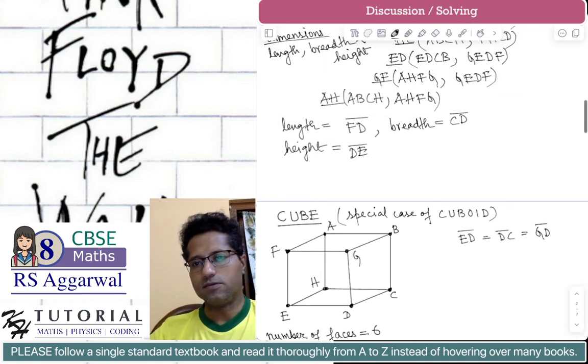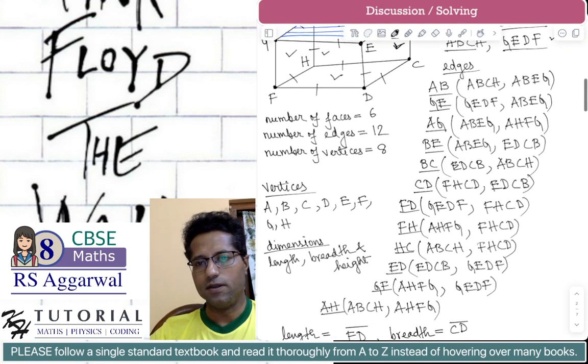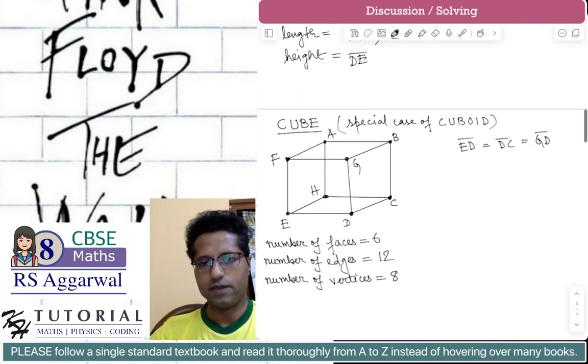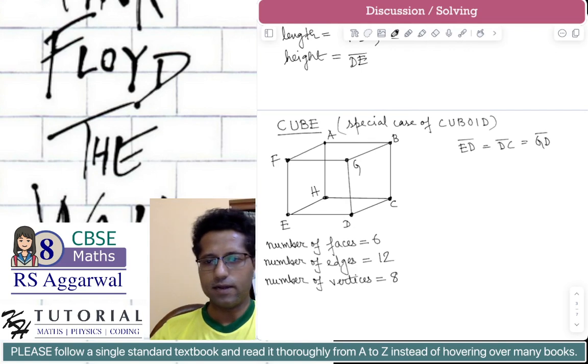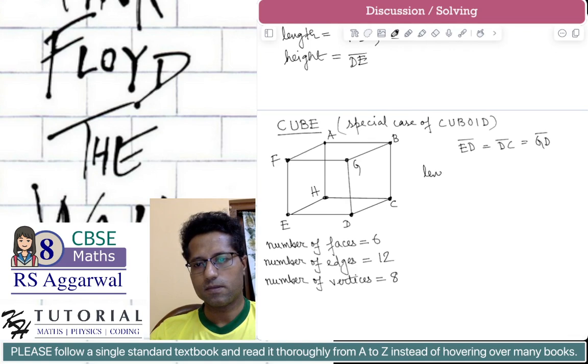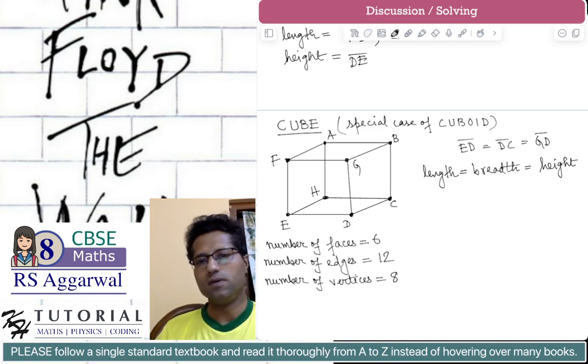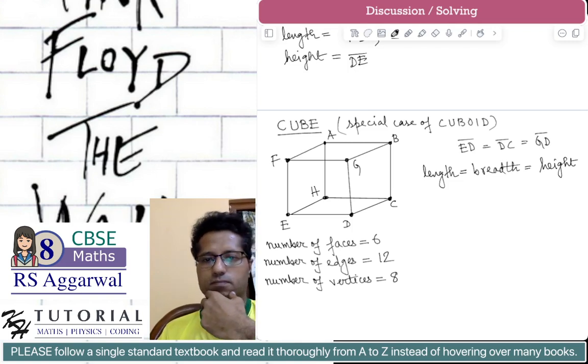Since it is very similar to a cuboid, I am not really mentioning the edges and faces. It will take a lot of time. Only remember that it is a special case of a cuboid where length is equal to breadth is equal to height. That is, a cube is a special case of a cuboid. Okay. That is a cube.